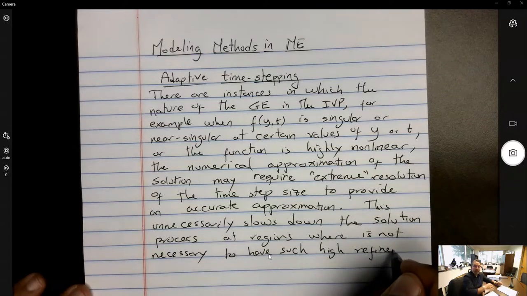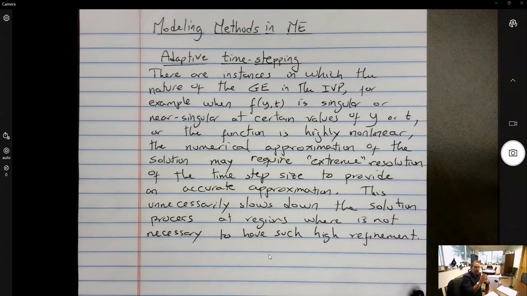That is, there might be portions of the solution that require a very small time step, but there's portions of the solutions that are very smooth, where the function behaves nicely, where you can afford to have a very large time step. So it is of a premium to be able to figure this out and to use an effective and efficient time step so that you can get a solution in time.